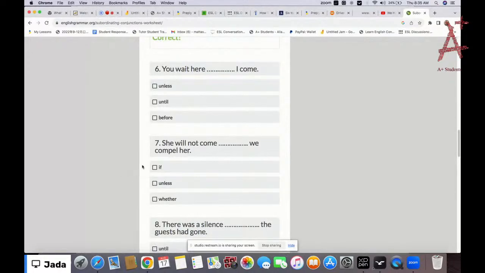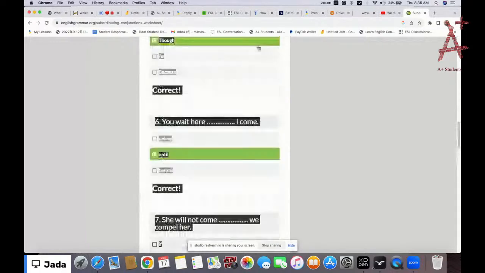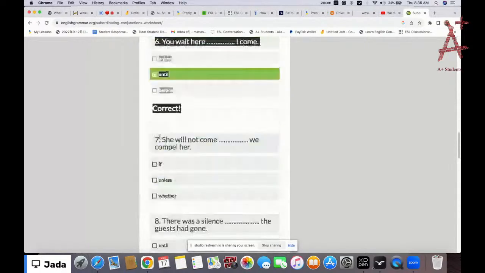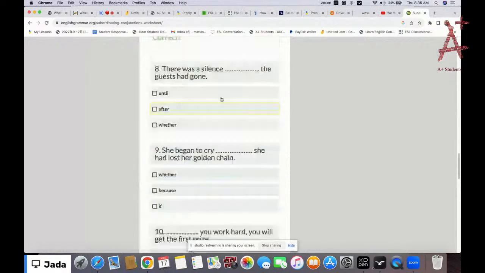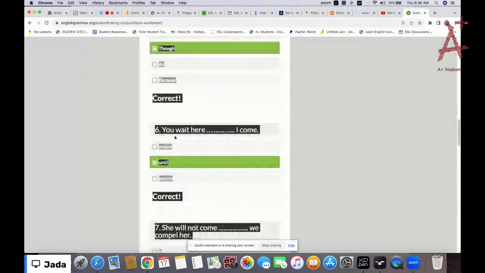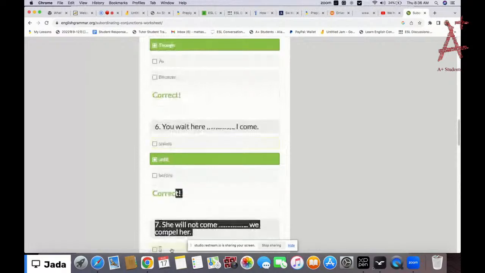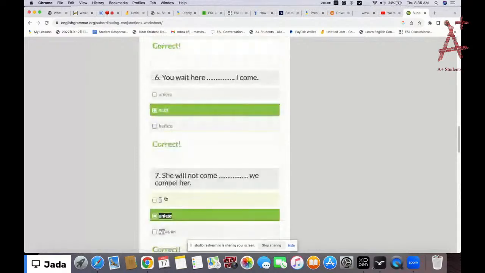You wait here, dash I come. Okay, perfect. So you wait here until I come. So this is until. And then number seven, she will not come dash we compel her. Unless we compel her. So this is until: you wait here until I come, and she will not come unless we compel her.